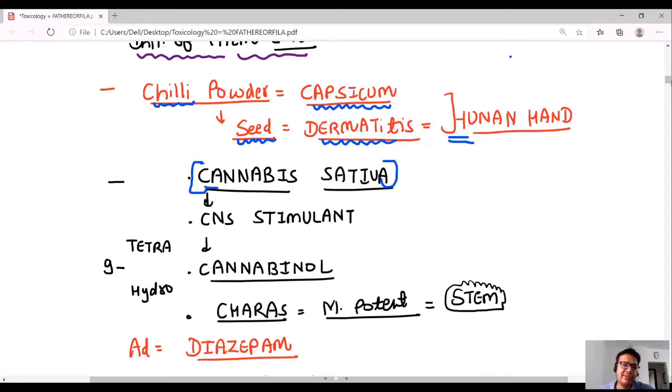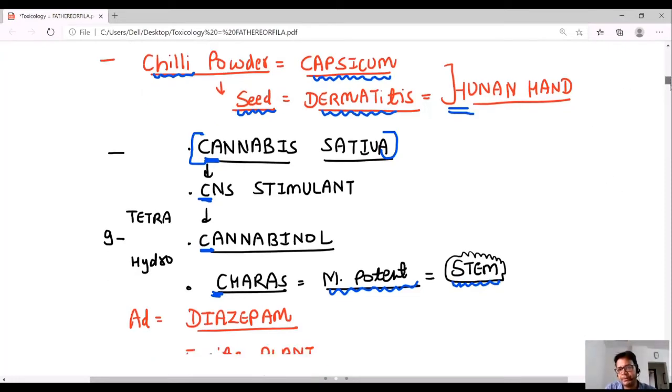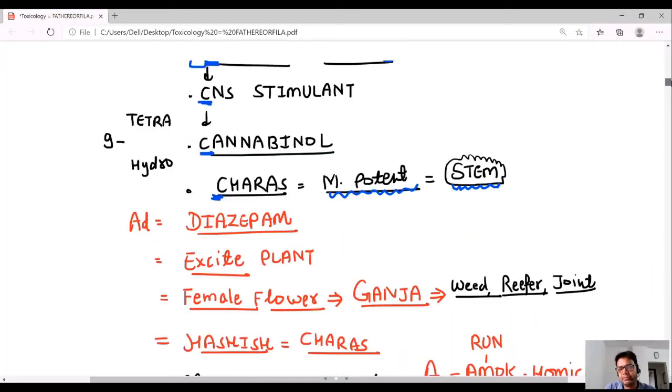C for cannabis, done. C for CNS stimulant. C for 9-tetrahydrocannabinol, and C for charas. That's a very simple trick. Cannabis, cannabinol, CNS stimulant, charas. Charas is the most potent product of cannabis. It is prepared from the stem of cannabis.